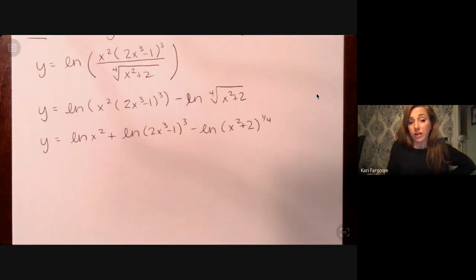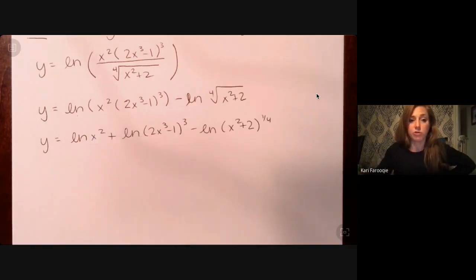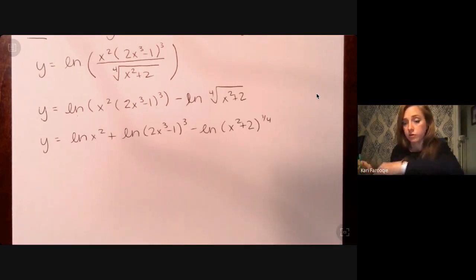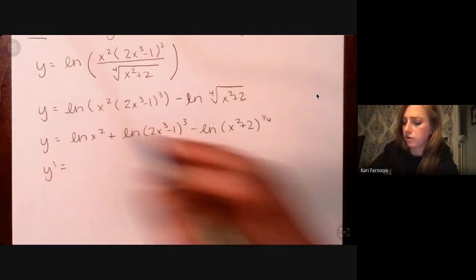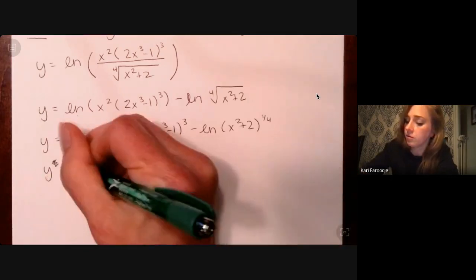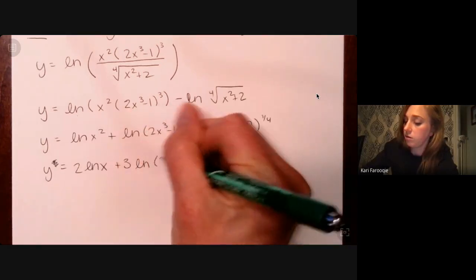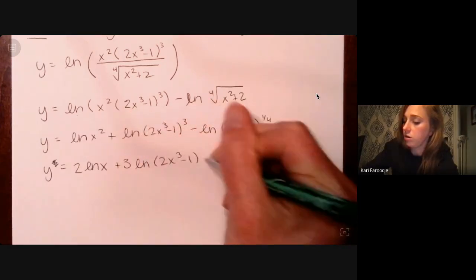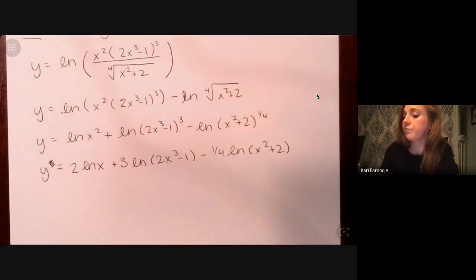And now really all I have to do is apply the power rule 1, 2, 3 times before I take the derivative. Now remember, I haven't actually taken a derivative yet. I'm just rewriting the function so that it's easier for me to take a derivative. Oh, look at this. I'm talking about derivatives, and then I went and wrote y prime. We're just still working on y. So bring those powers down. 2 ln x plus 3 ln 2x cubed minus 1 minus 1/4 ln x squared plus 2.